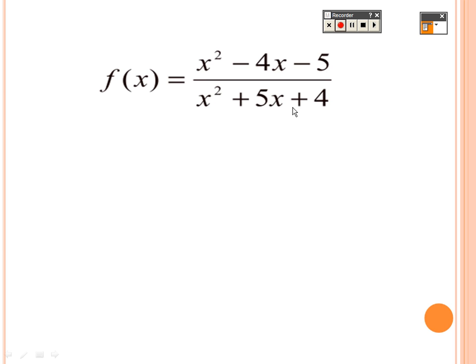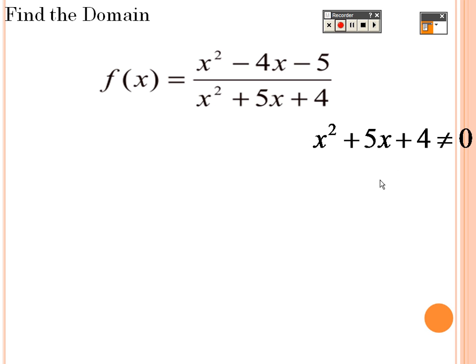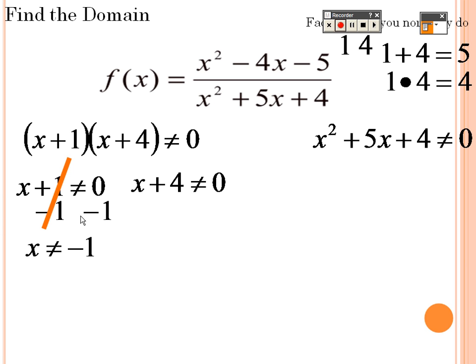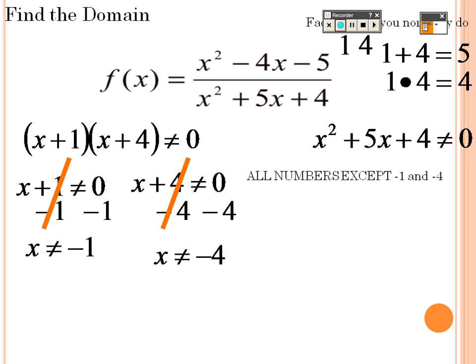This equation, you cannot have 0 on the bottom, so that cannot equal 0. What multiplies to give you 4 that adds to give you 5? 4 and 1. So I'm going to separate this into x plus 1 and x plus 4, which means x plus 1 cannot equal 0, and x plus 4 cannot equal 0. So I minus 1 on both sides. I know x cannot equal negative 1, and I know x cannot equal negative 4. So with that in mind, all numbers work except for negative 1 and negative 4.